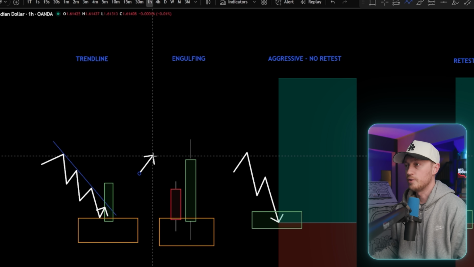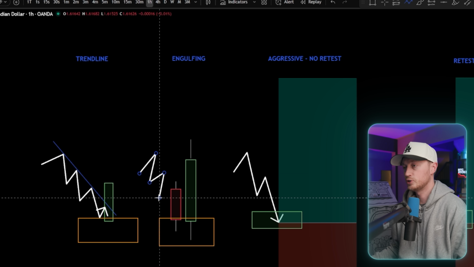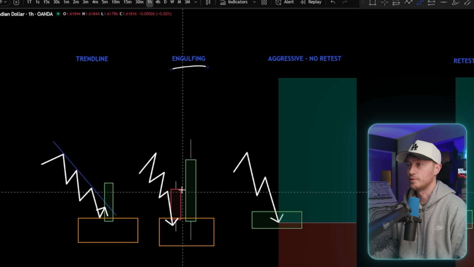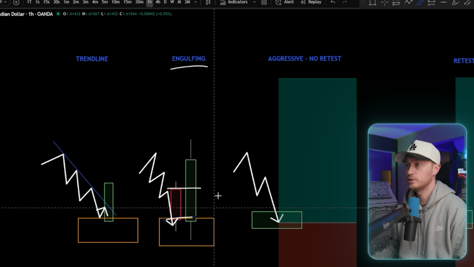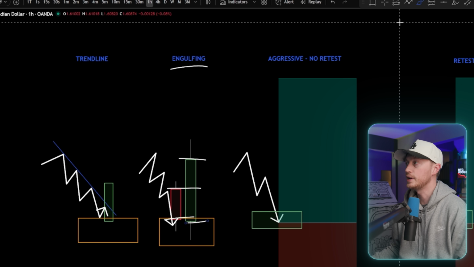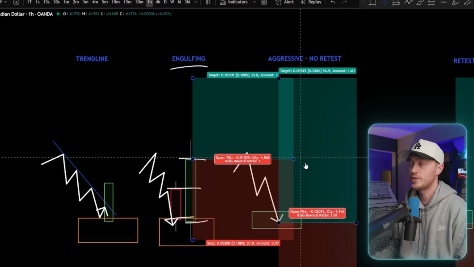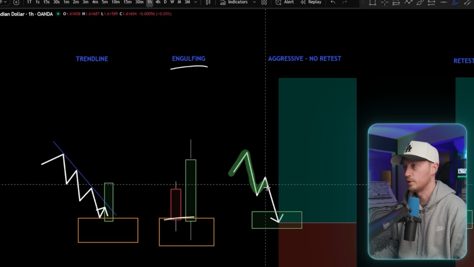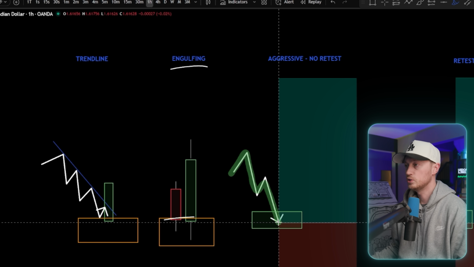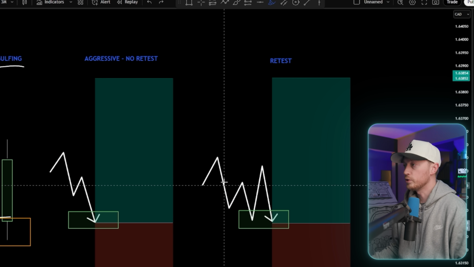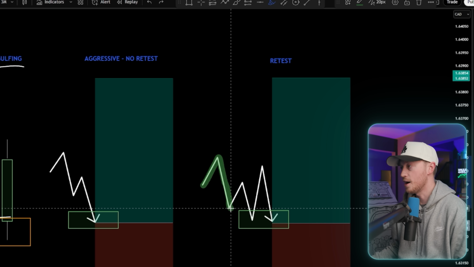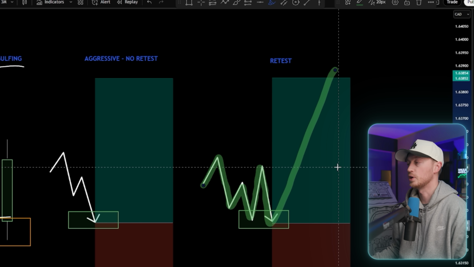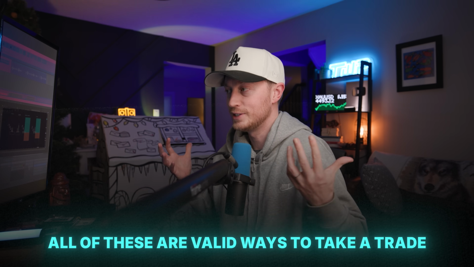Now another one you could have, price comes down like this, comes into your level, and then you have an engulfing candle pattern, right? That's where you have a small red candle engulfed by a big green candle, and you could enter on that. Then there's the aggressive entry. Price comes down to your level like this, it simply closes, and then you enter your trade and win it. Or there's the retest, where price comes down, taps the level, breaks above, and then retests, and then you enter your trade. Now, all of these are valid ways to take a trade.